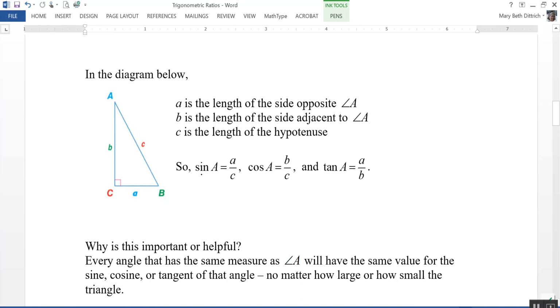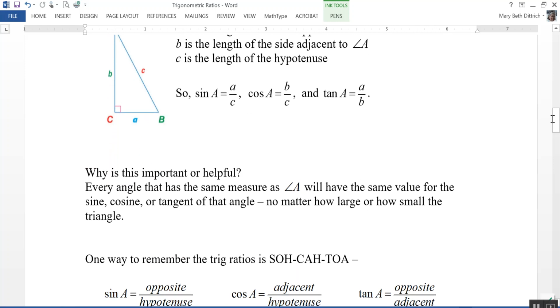So the sine of angle A is opposite over hypotenuse, or a over c. The cosine of angle A is adjacent over hypotenuse, or b over c. And the tangent of angle A is a over b, opposite over adjacent. So why is this so important or helpful? Every angle that has the same measure as angle A will have the same value for the sine, cosine, or tangent of that angle, no matter how large or how small the triangle is.